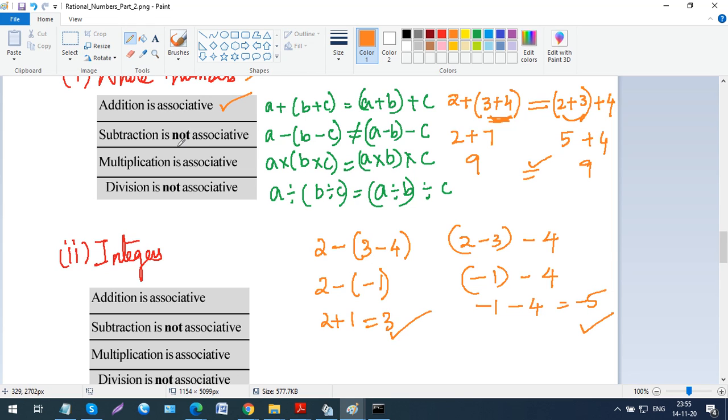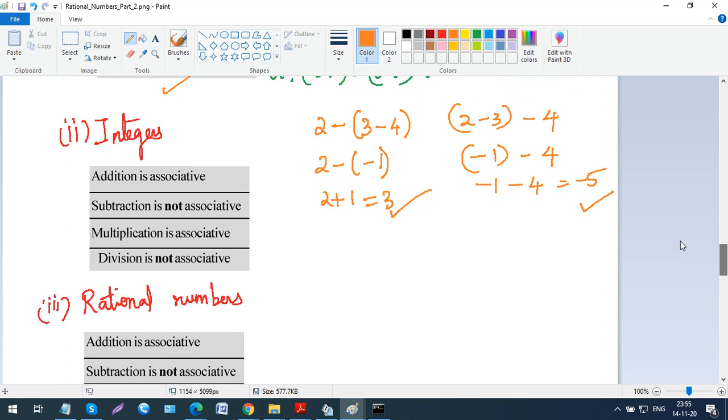So it's not associative. Similarly you check for multiplication. It will be equal, and for division it won't be equal. So this is the property. You can just use your own numbers and check. Now when it comes to integers, the same rule follows. Addition is associative, subtraction is not associative, multiplication is associative, and division is not associative. You can take a rough note and check if it works or not.